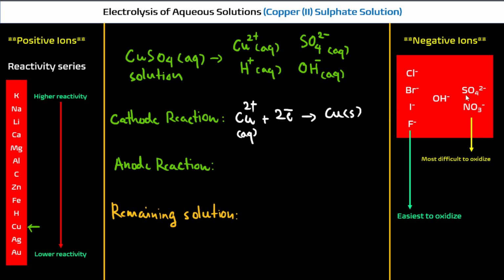It is between OH- and SO4 2-, and OH- will be easier to oxidize than the polyatomic ions. So we're going to get this equation: OH- aqueous will give us water, liquid, and oxygen gas. Since this equation is quite complicated, I would suggest you learn it by heart because it is always the same: 4OH- gives 2H2O plus O2 gas, and to balance the equation, we're going to add 4 electrons.